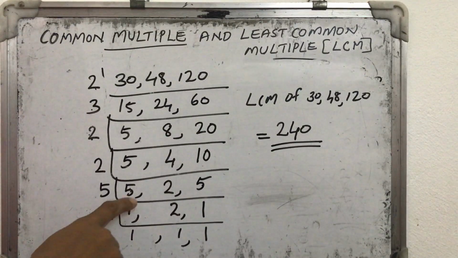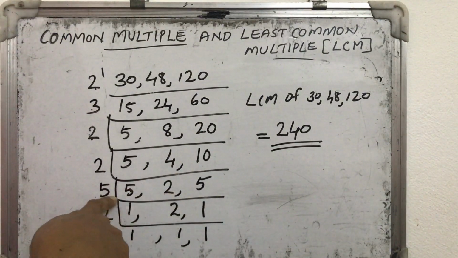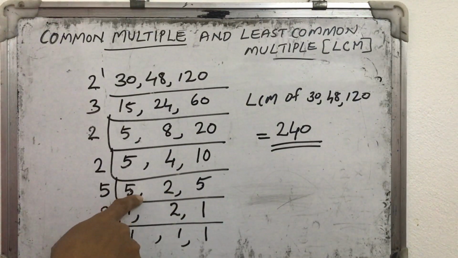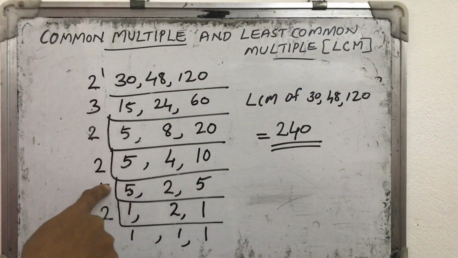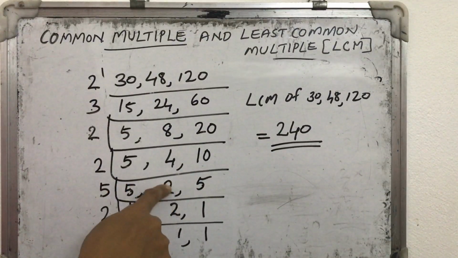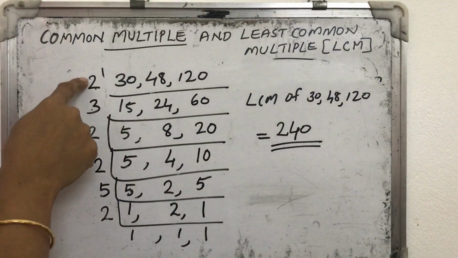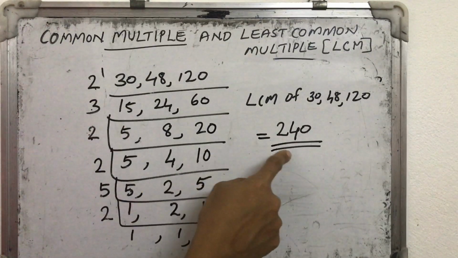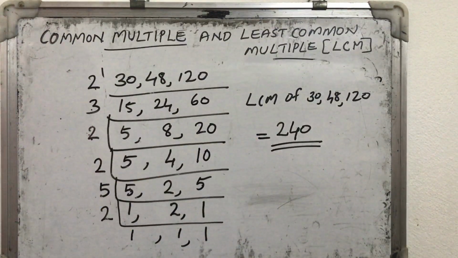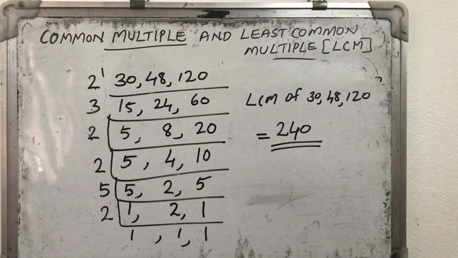Just like here, when we take the 5, again here 5, this 2 is not divisible by 5, so we bring down that number. After that, find the product of these numbers, which is 240. So this is finding LCM using the common division method. Okay, thank you.